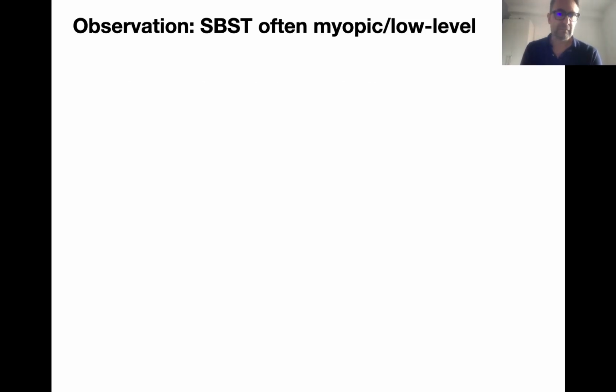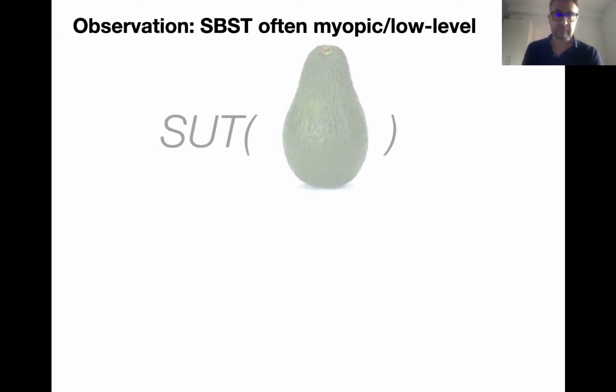So this is based on an observation. We've seen that a lot of work in our field of SBST is often quite low level. It's on an atomic level. And the risk when we do that, when we search for a specific test datum, for example, is that we are too myopic. We're looking too far down.